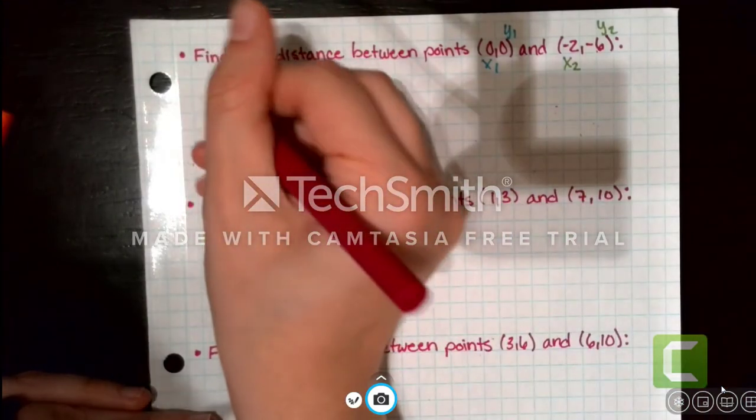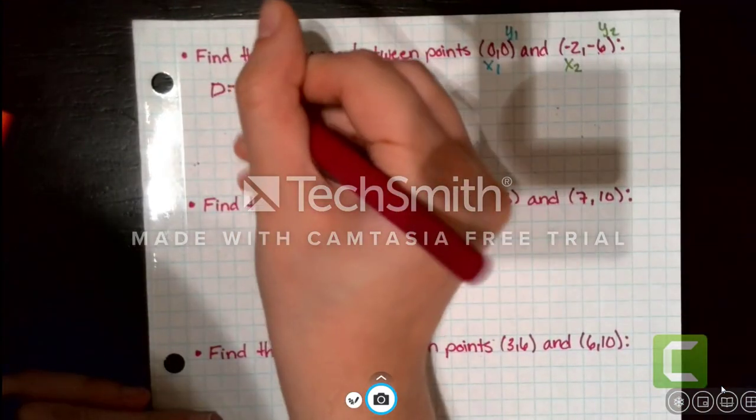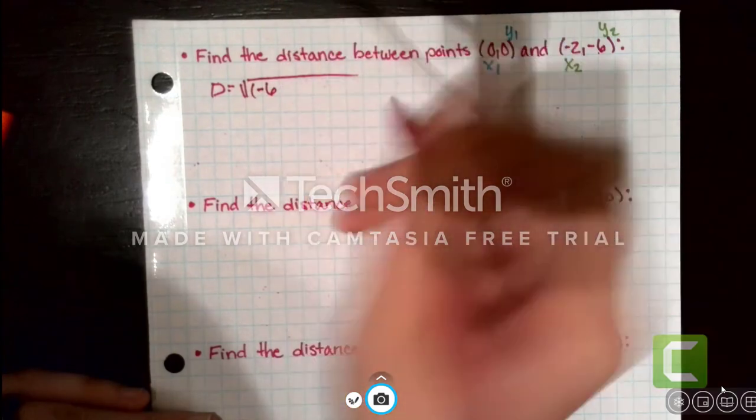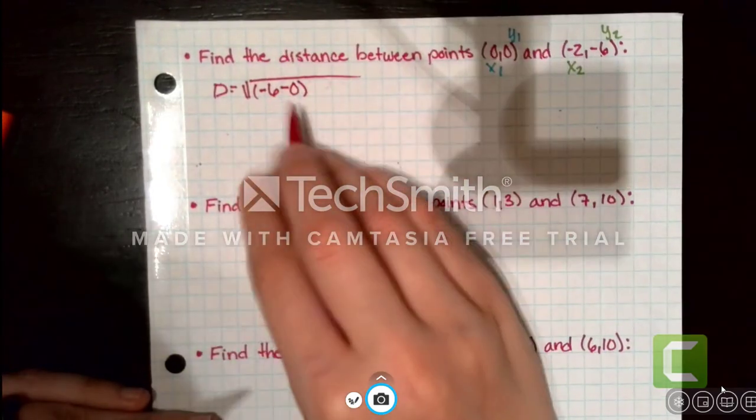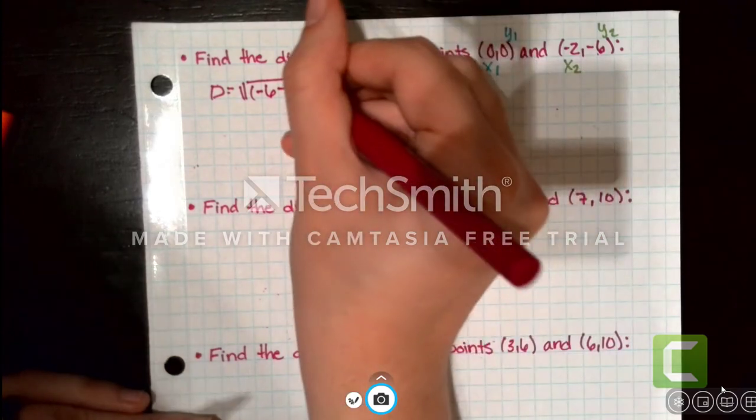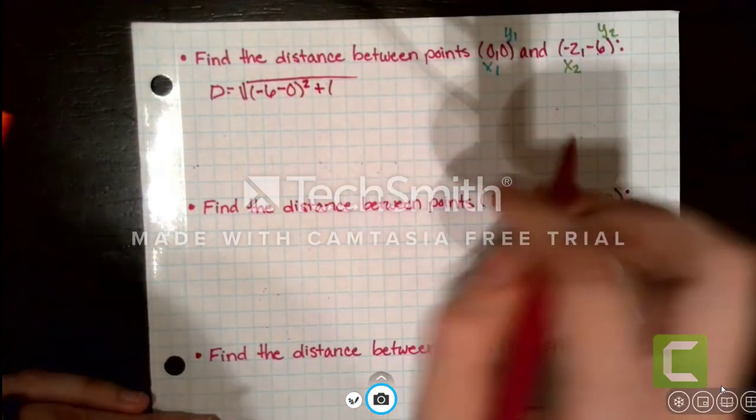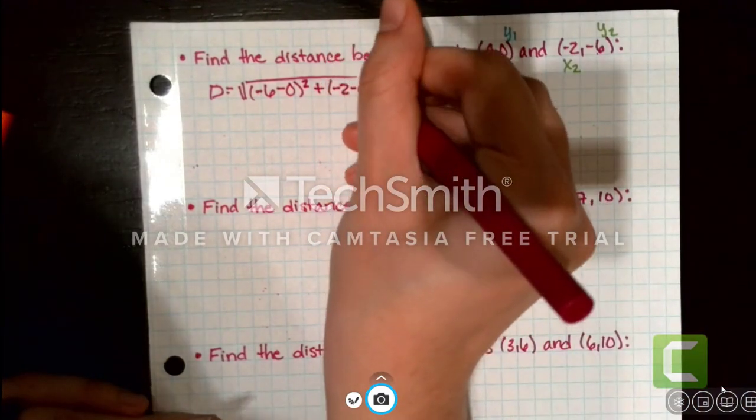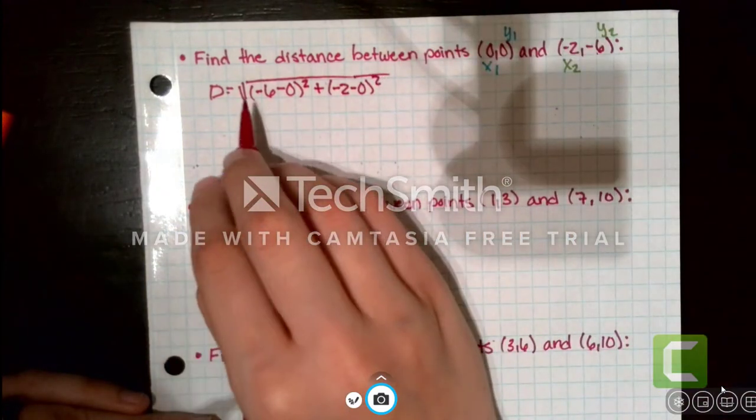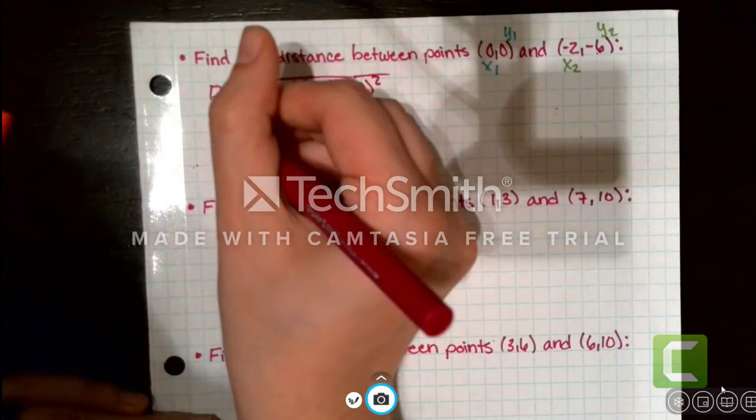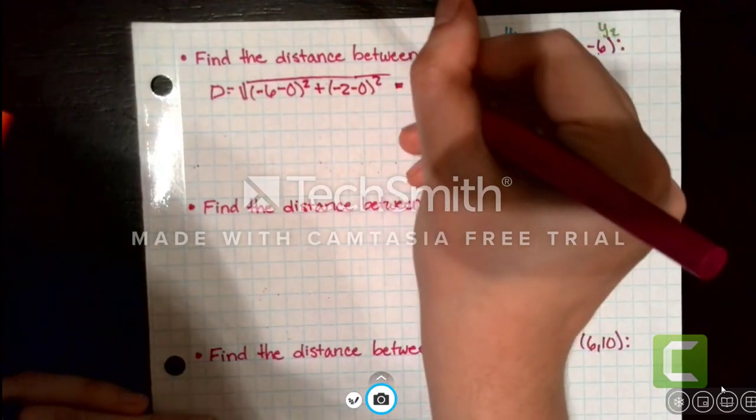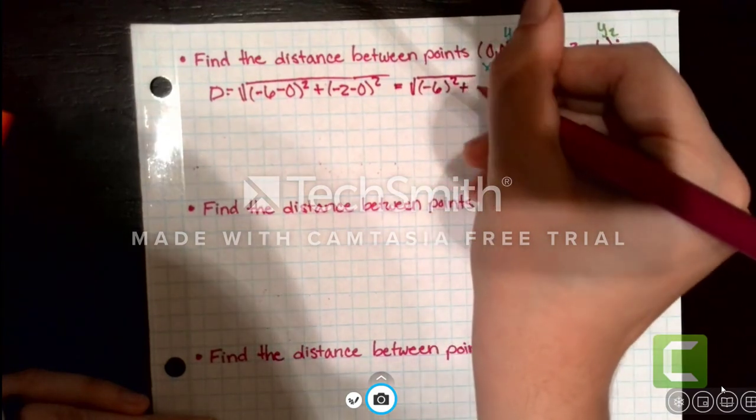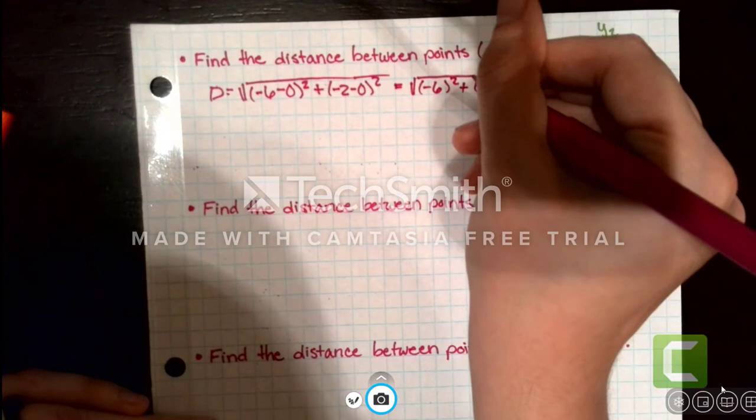So your distance, and we're going to mark it as a capital D, is equal to the square root of -6 minus 0, this being your y2 minus y1, squared, plus your x2 minus your x1. So -2 minus 0 squared. Solving algebraically in your parentheses first, you should get an equation of the square root of -6 squared plus -2 squared.